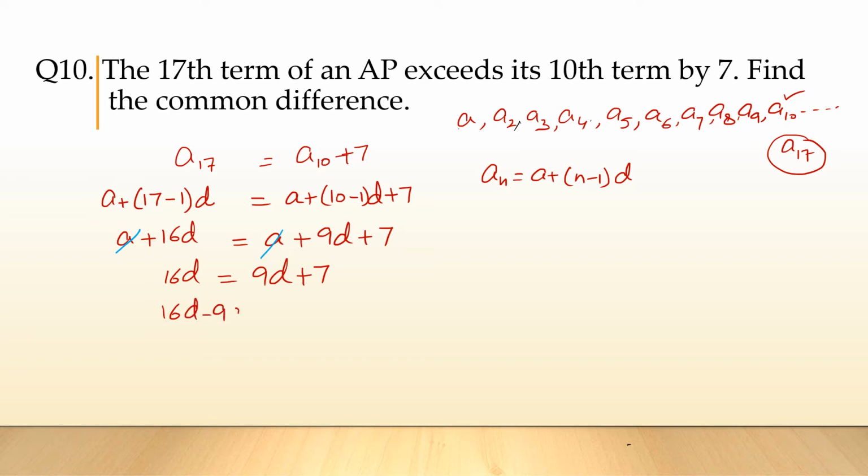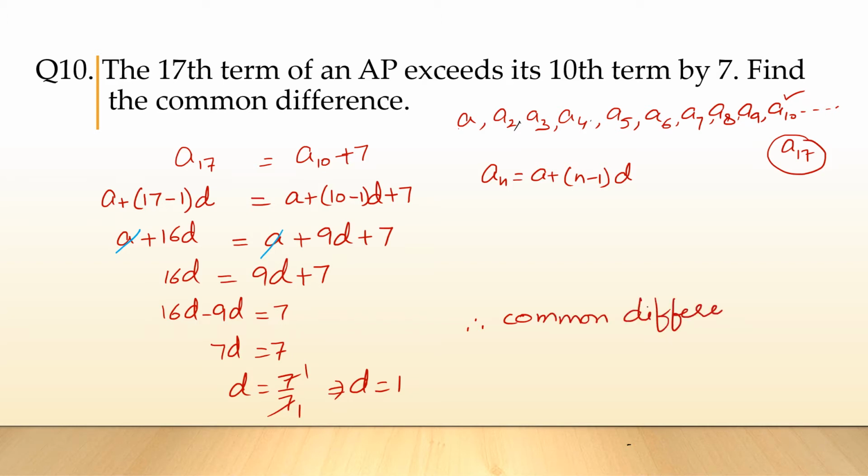Combining like terms, 16d minus 9d equal to 7. So 7d equal to 7. So d is equal to 7 by 7. So this implies d is equal to 1. So therefore the common difference is 1.